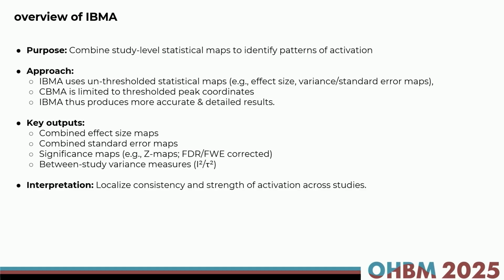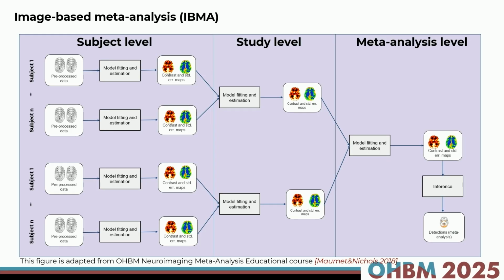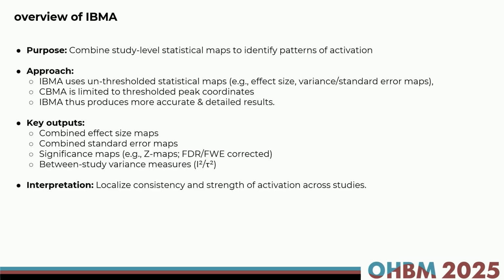The key output of IBMA is, firstly, the combined effect size map and combined standard error map, as we have noticed from the previous figure, as well as the significance map, for example, Z-maps, as well as the between study variance measures, so I-square or tau square.